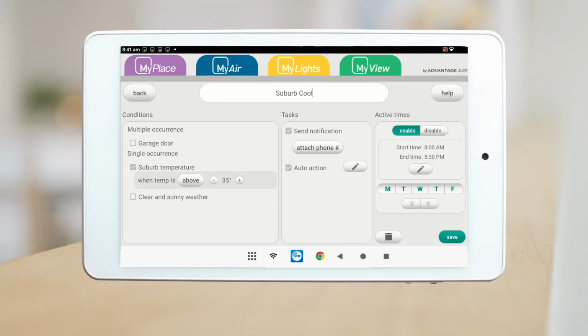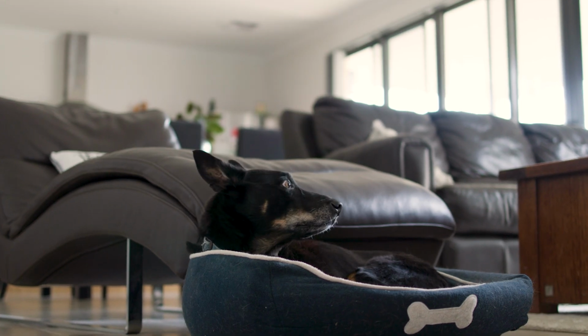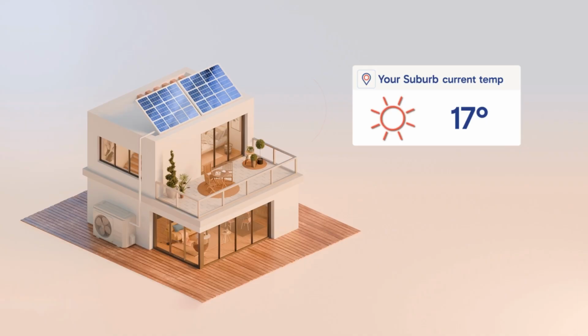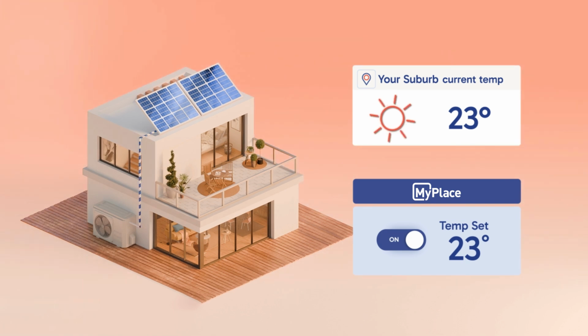One of my favourites is setting an event for my air to automatically turn on when the temperature in your suburb hits a certain level, keeping your home cosy for your best mate when you're out. This is especially useful if you have solar panels installed. You can basically use the sun to cool down your house instead of heating it up. If you'd like to learn more about setting up scenes and events, click the link provided.